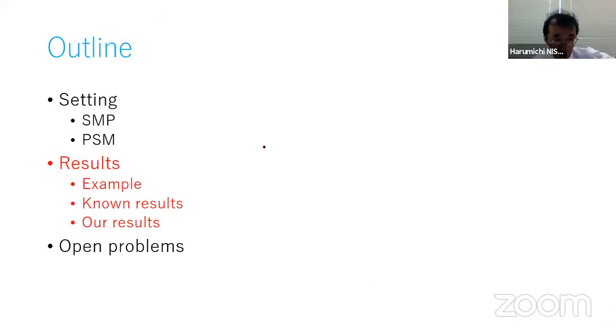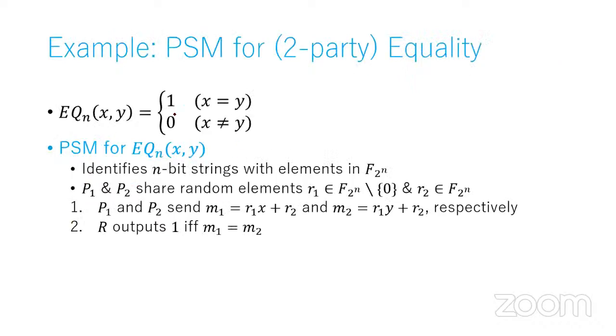We move to our result. But before I explain one example for a PSM model, after that, I explain more about the classical case. First, I would like to explain an example PSM protocol for equality. This is the two-party case.